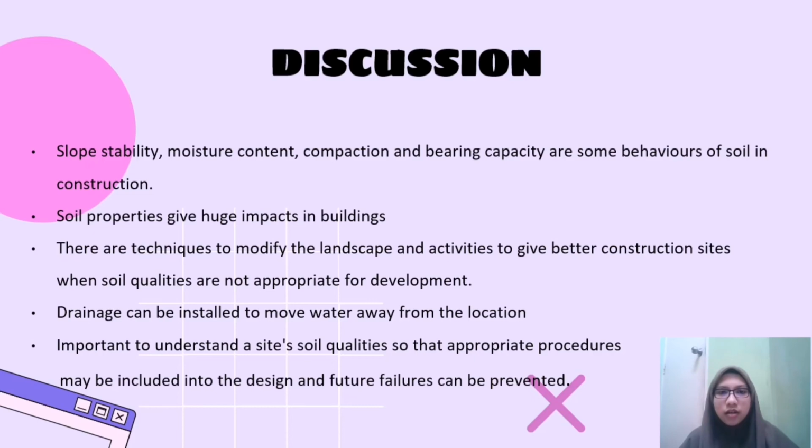However, there are techniques to modify the landscapes and activities to give better construction sites when soil qualities are not appropriate for development, such as drainage that can be installed to move water away from the location. So here we can see that it is important to understand a site's soil qualities so that appropriate procedures may be included in the design and future failures can be prevented.